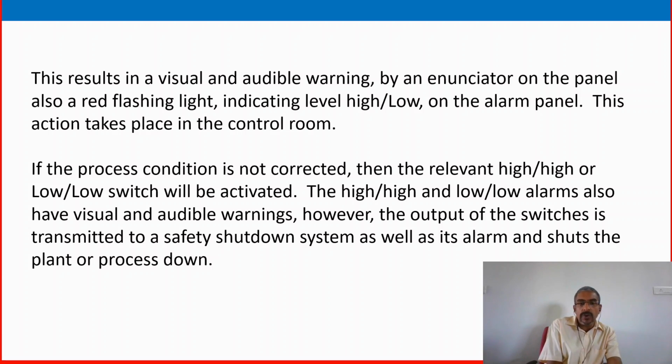If the process condition is not corrected by the alarm itself, the process operator or a suitable operating person can go and take action. He can bring the process variable back to the normal condition, but if the condition is still not corrected, or it keeps deviating from the set point or alarm point again and again, up or down, the relevant high or low switch will activate. The process condition is not improving, it is getting worse and worse.